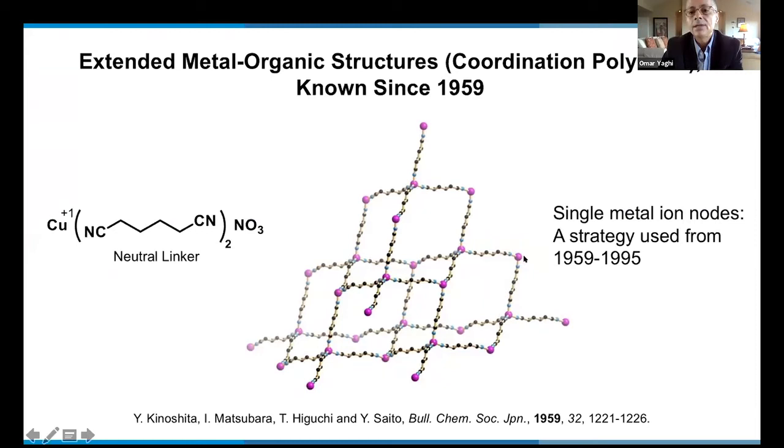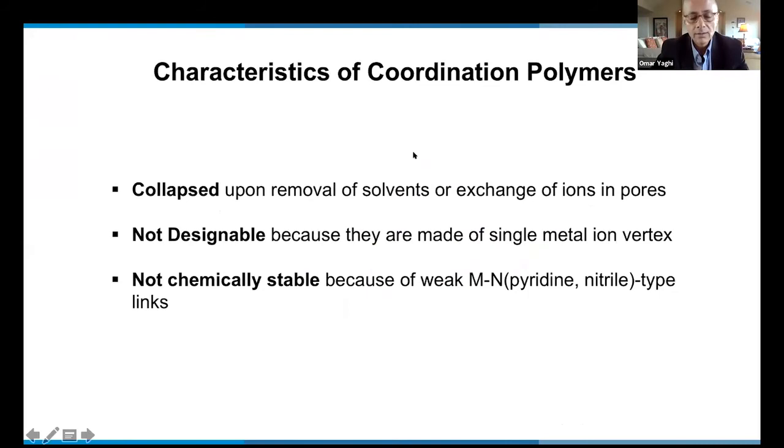And this strategy has been utilized over and over again by chemists until 1995, when we basically tried to use these frameworks for various purposes, like exchanging the ion, trying to explore their porosity. And we found that they collapse upon removal of the solvent that fills the pores. We found that they're not designable because the vertices or the nodes are made from single metal ions. And as you know, metal ions, in this case copper one, could be tetrahedral or trigonal, so very difficult to design. And they were not chemically stable because they are made from weak metal nitrogen interactions, neutral ligands such as pyridine and nitrile.